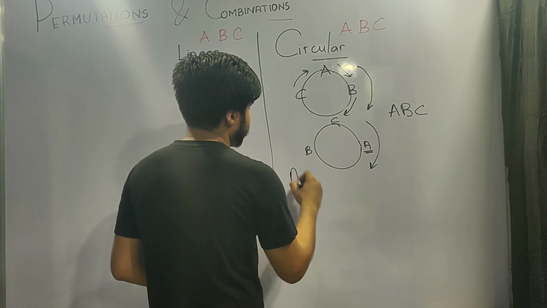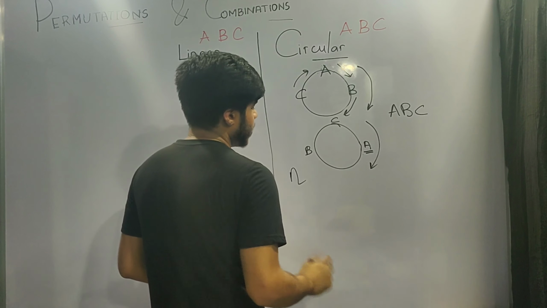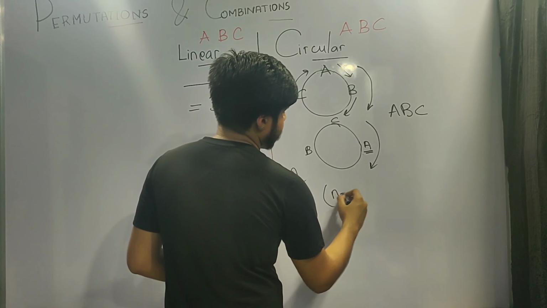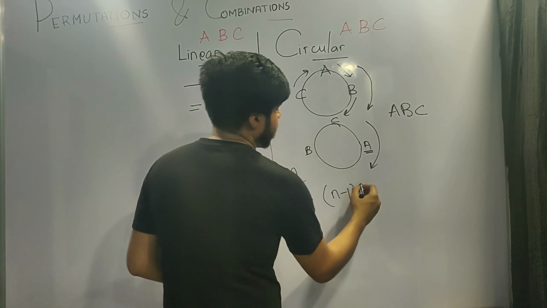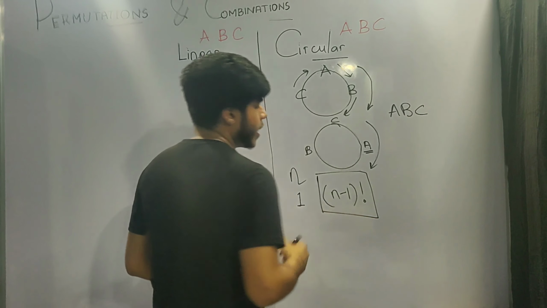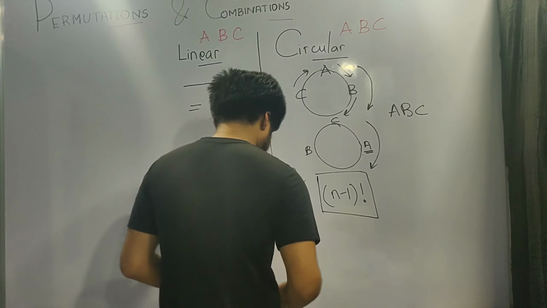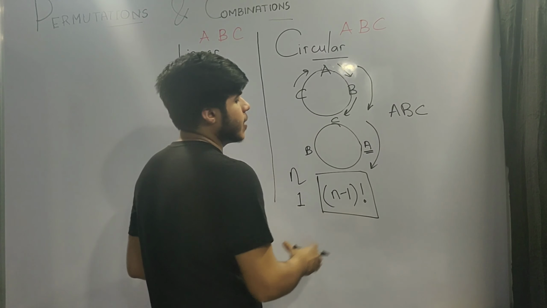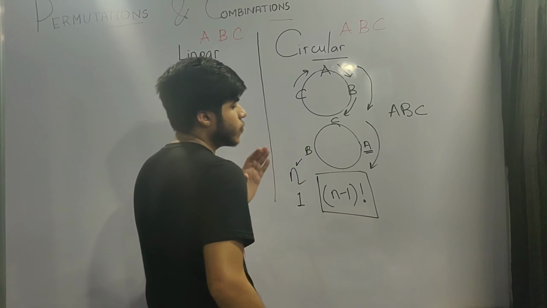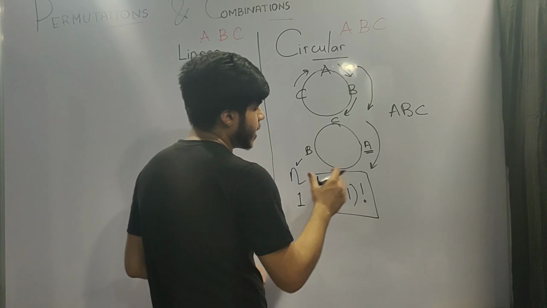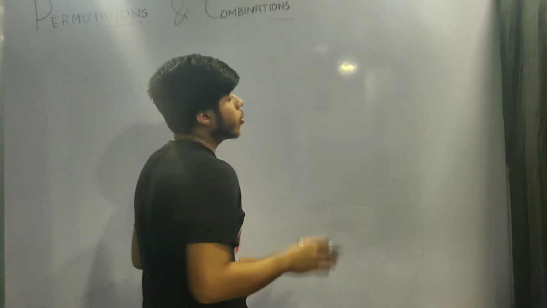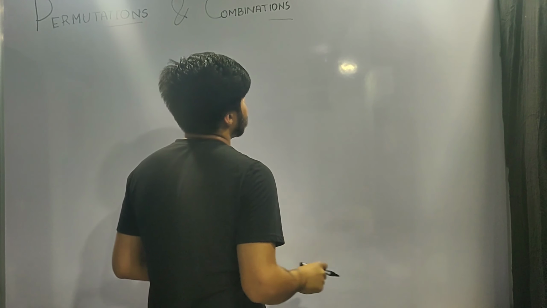Suppose I have to arrange n different objects in a circle, then I will fix one object and arrange the rest n-1 objects linearly in (n-1) factorial ways, and that will be our answer for arranging n objects in a circular way. Now the derivation may seem difficult, but this is a direct case. If you are given n different objects and you have to arrange them in a circle, then you can directly apply the formula of (n-1) factorial. Now you will better understand this concept with an example.